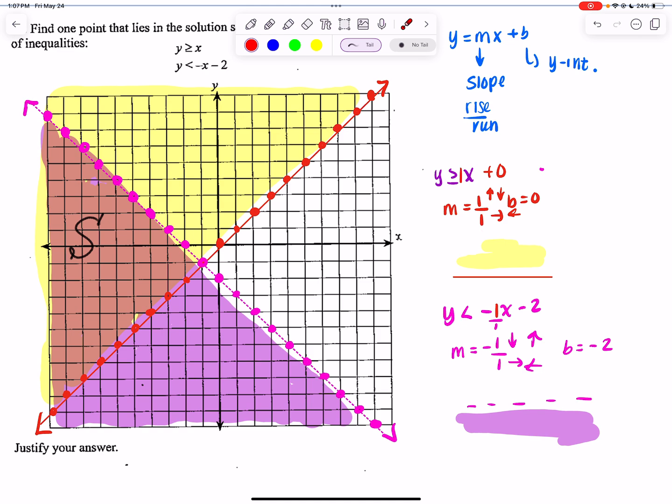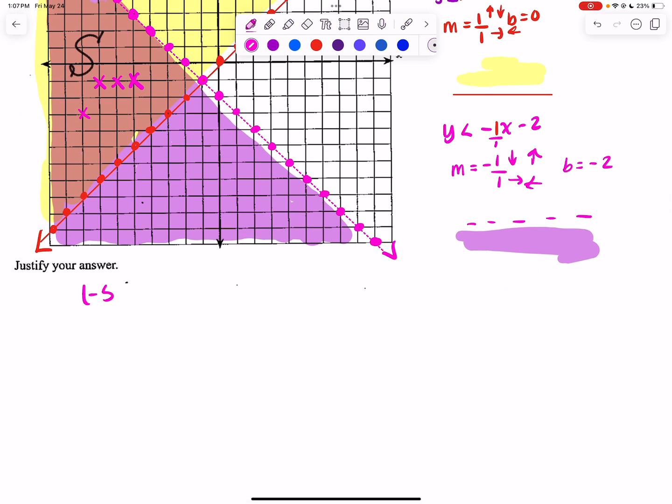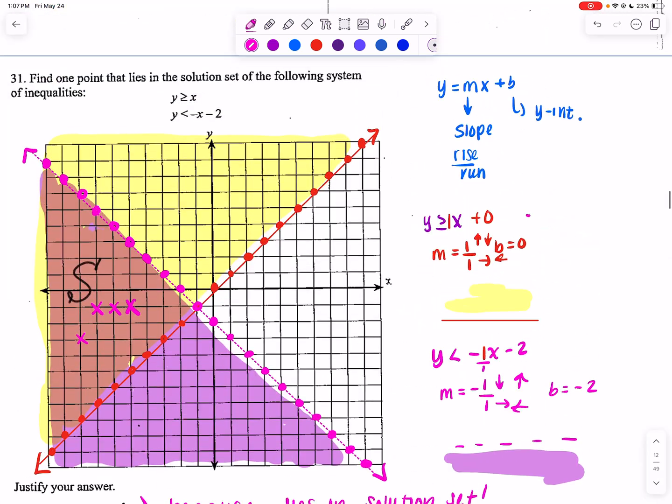I'm just going to go to the left 1, 2, 3, 4, 5. I'm going to go down 1. So I'm going to say negative 5, negative 1 is the solution. I can say negative 6, negative 1. I can say this point, whatever you want to do. And then I can just say negative 5, negative 1. And your justification could be because it lies in the solution set. And that's all you have to do. Remember, justify is basically like showing your work.